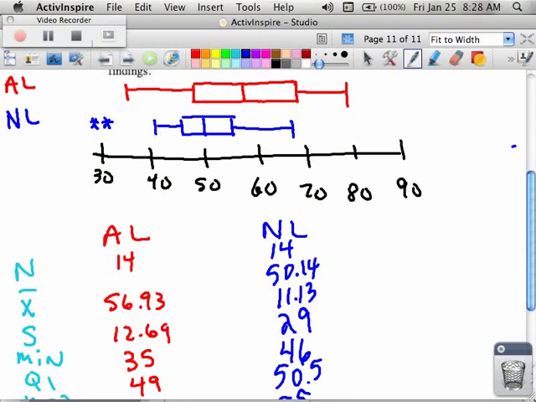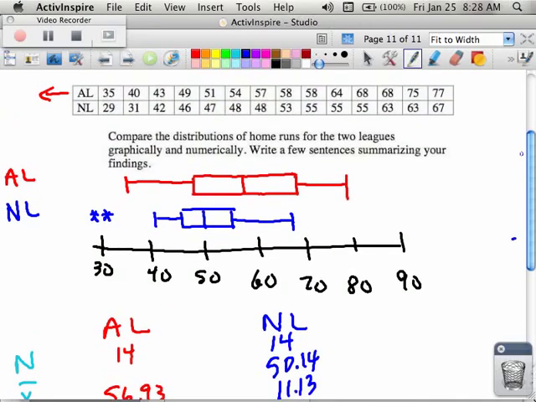And I guess I would name what the outliers were. So for the National League, the 2 outliers were 29 and 31. Yep. And I would just name them.